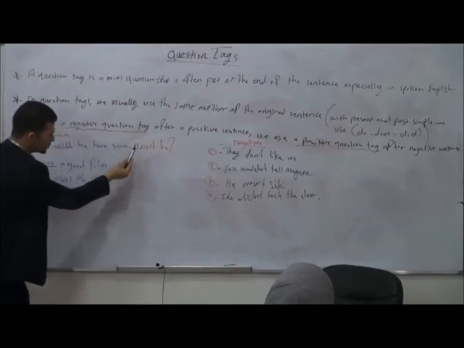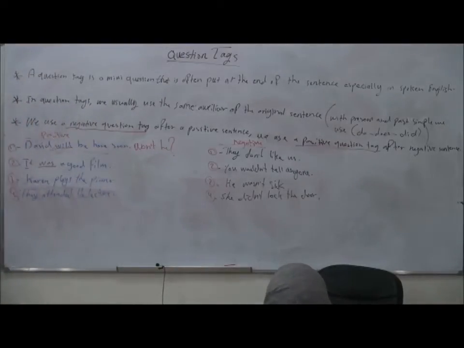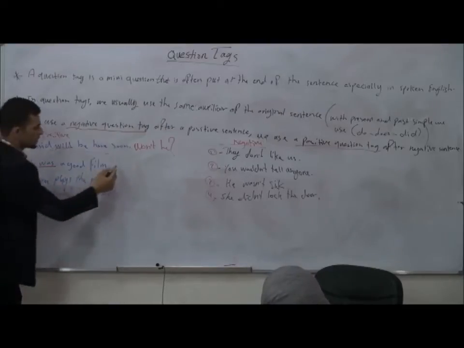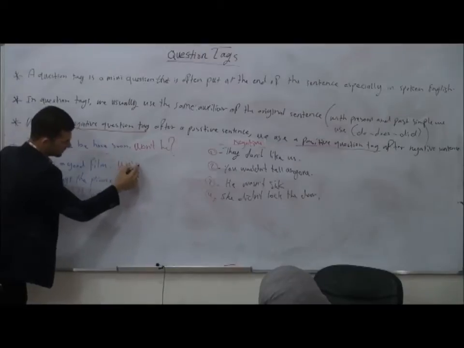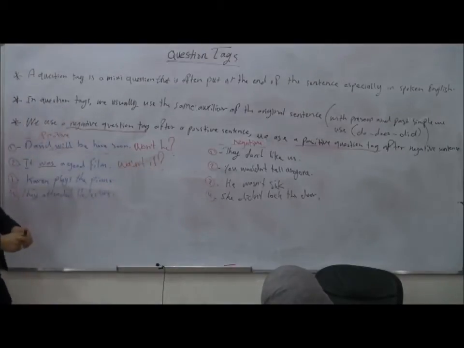Okay? We use negative after a positive sentence. These sentences are positive, okay? So we have to use negative. It was a good film, wasn't it? Yes, very good. Wasn't it? Look, what did we do? What have we done?